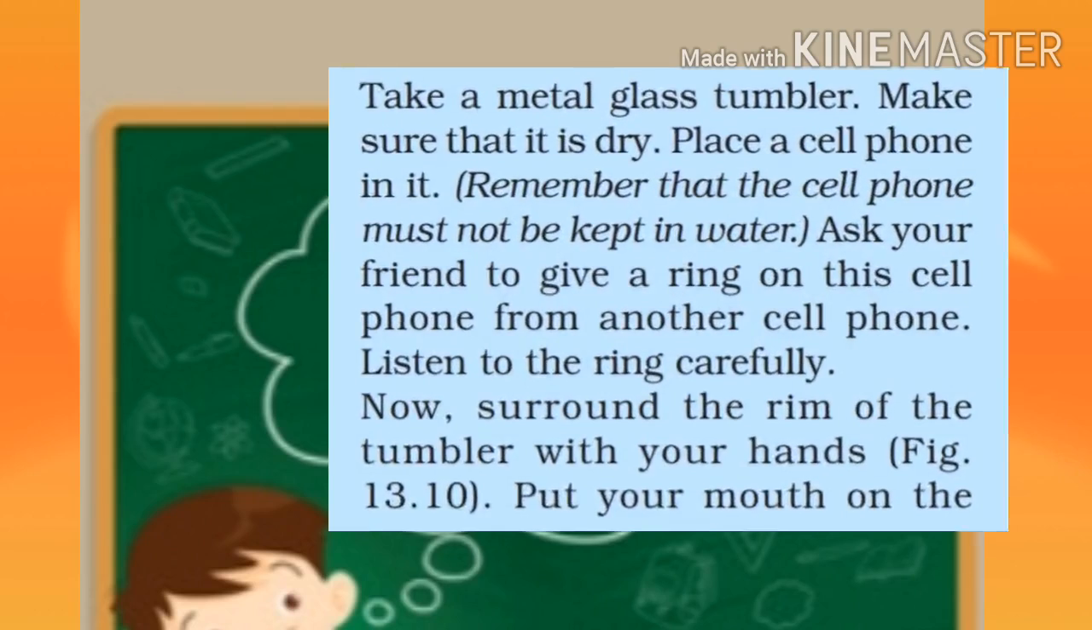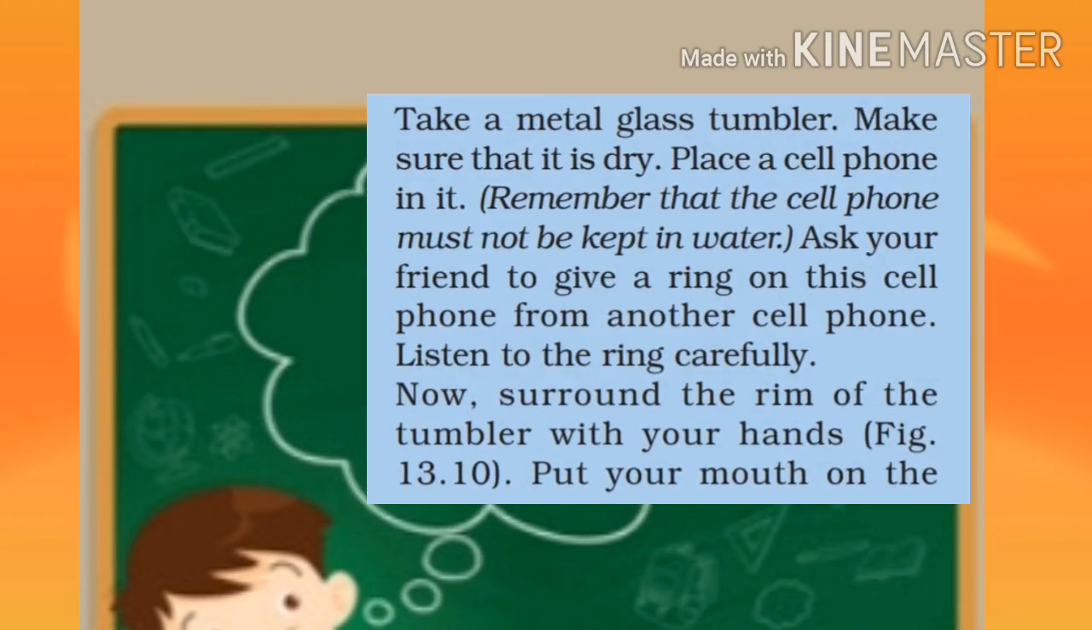I will read activity 9.7. Take a metal or glass tumbler. Make sure that it is dry. Place a cell phone in it. We have to take a metal or glass tumbler, as you can see in the figure, make sure that it is totally dry, and then keep our cell phone inside. Then ask your friend to give a ring on this cell phone from another cell phone.